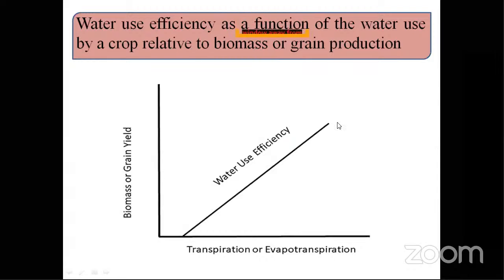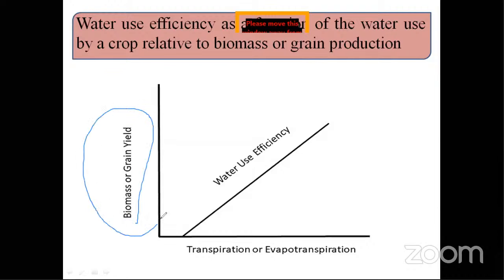In this graph, we can see the relation between evapotranspiration and grain yield. Generally, if evapotranspiration of the crop is high, biological yield will be very high. That means water use efficiency also will be linear. That means it goes on increasing.